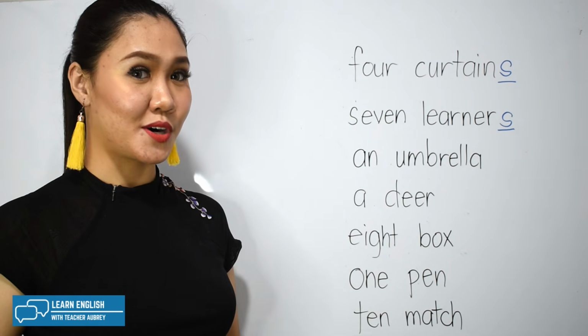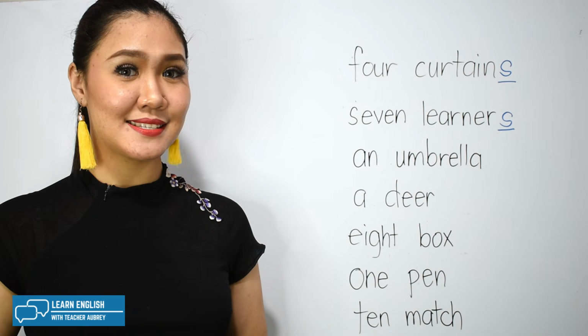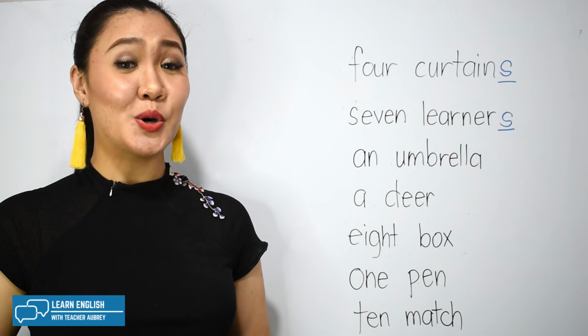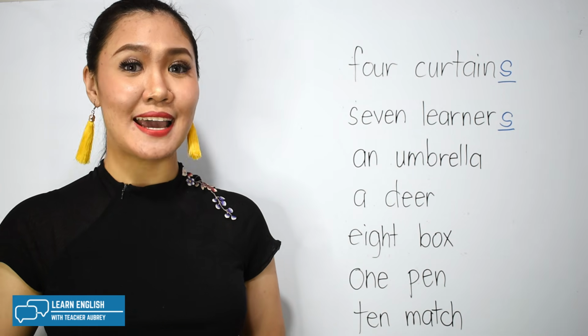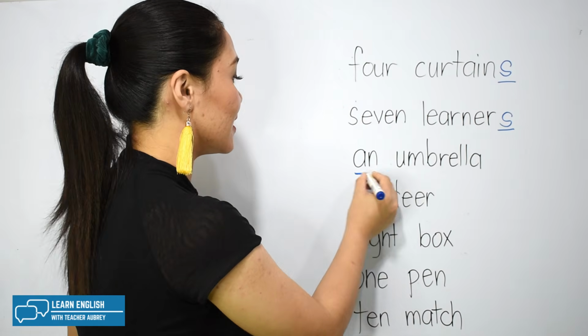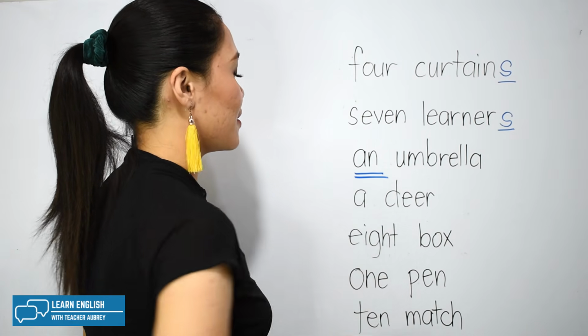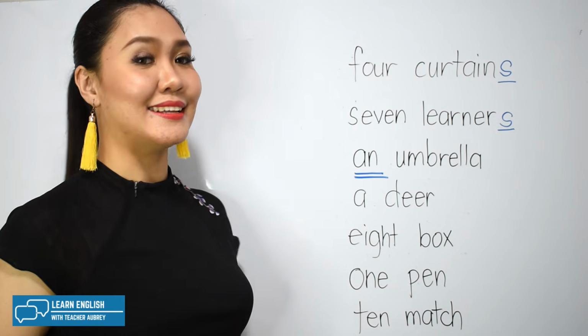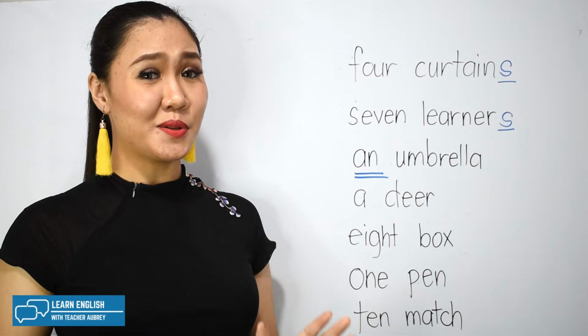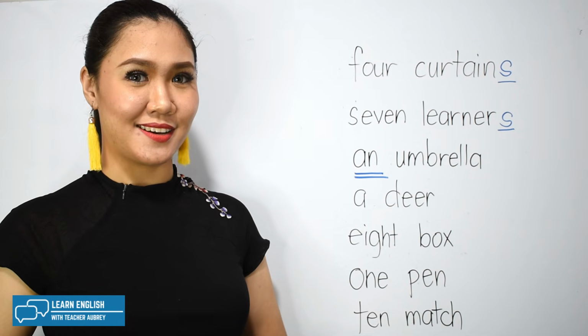How about this one? An umbrella. Are we going to add an S or an ES? Correct. We don't need to add an S or an ES because it's singular. It has the singular article an. That's why it only means it's one umbrella.